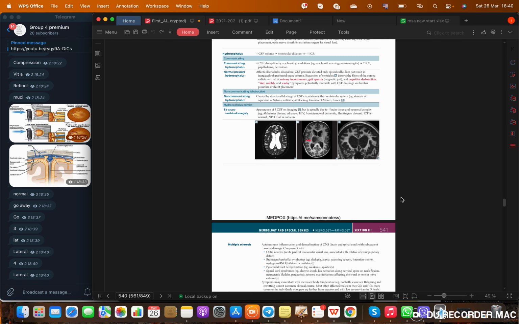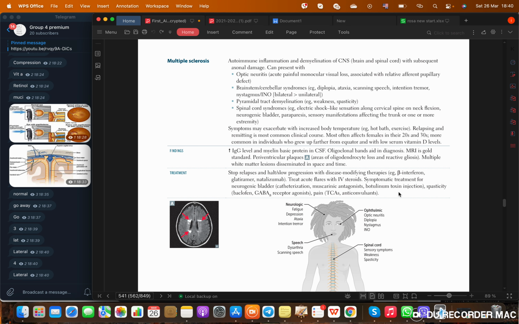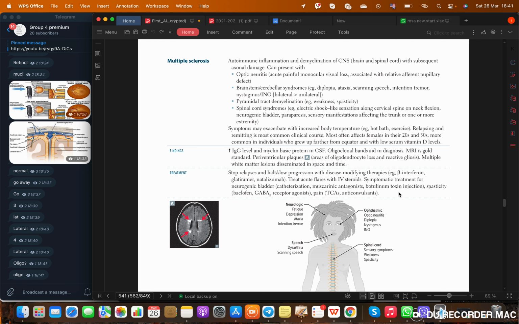Okay. So, good. The next thing we speak about is multiple sclerosis, a really famous disease these days. By the way, I'm utilizing the 2022 version of First Aid today. If you would like, I can send it to you. Multiple sclerosis is an autoimmune inflammation and demyelination of the CNS. Ooh, so demyelination of the CNS. Who myelinates the CNS? Which cell can myelinate the CNS? Oligodendrocyte, absolutely. So the brain and the spinal cord are the CNS, with a subsequent axonal damage.